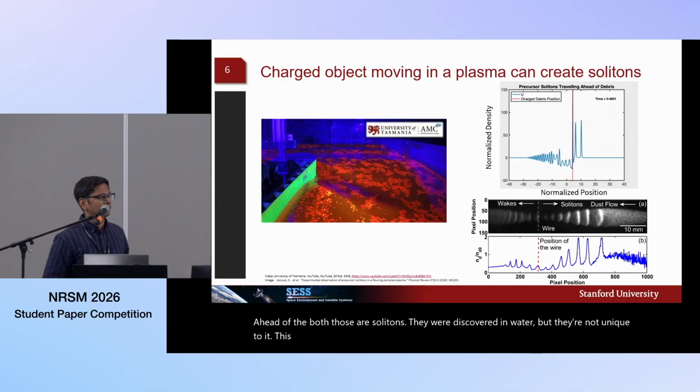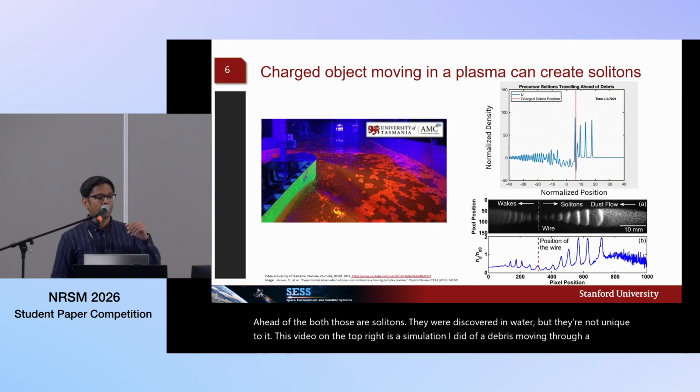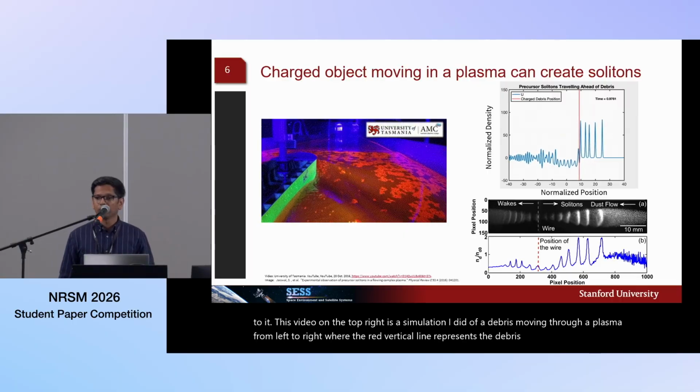This video on the top right is a simulation I did of a debris moving through a plasma from left to right, where the red vertical line represents the debris position and the blue represents the background plasma density.